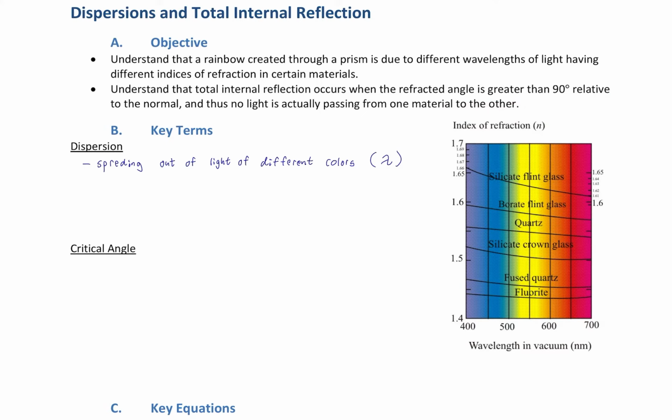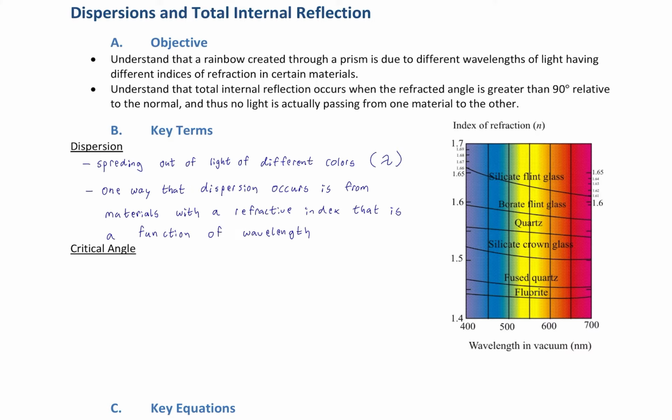Okay, so first of all, dispersion. It is the spreading out of light of different colors. So this isn't spreading of light like diffraction, where all colors are spreading. This is just saying that different colors refract differently. Let me elaborate on that idea.